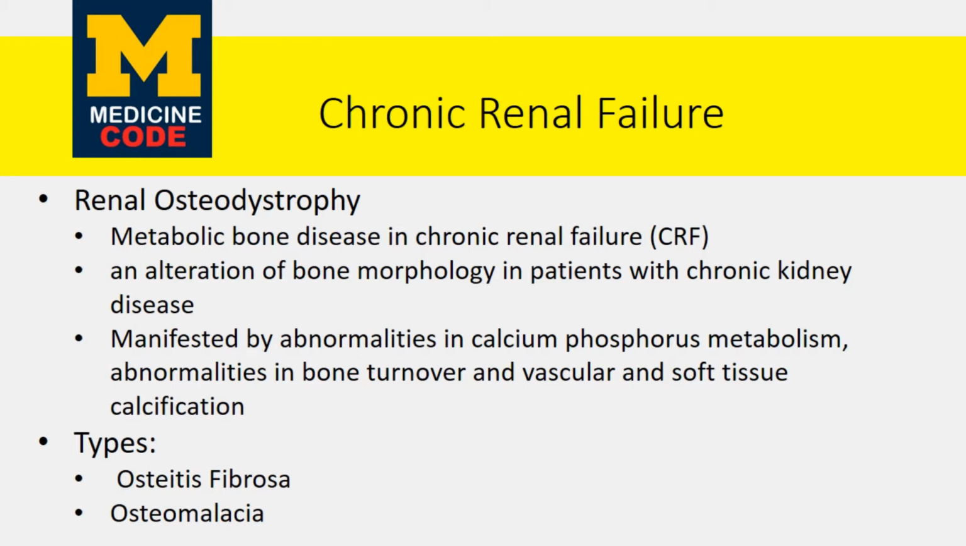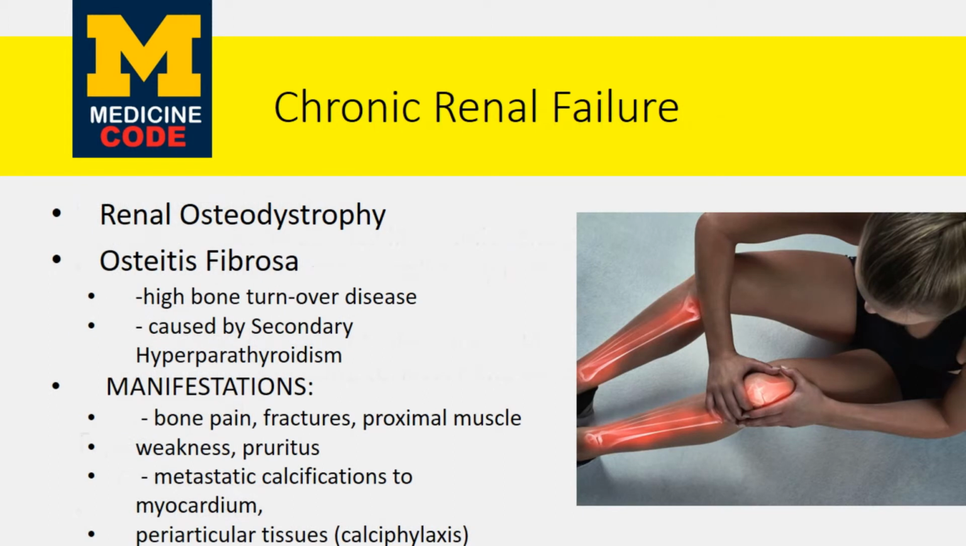In osteitis fibrosa, there is high bone turnover disease caused by secondary hyperparathyroidism. Its manifestations are bone pain, fractures, proximal muscle weakness, and metastatic calcification to myocardium and periarticular tissues.